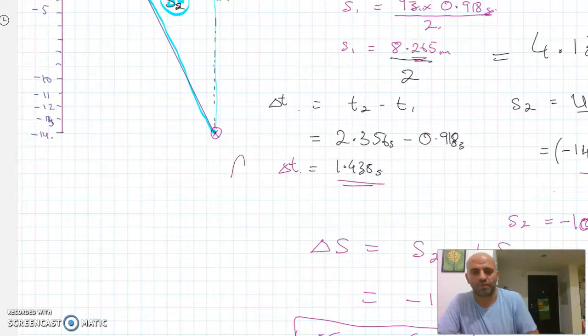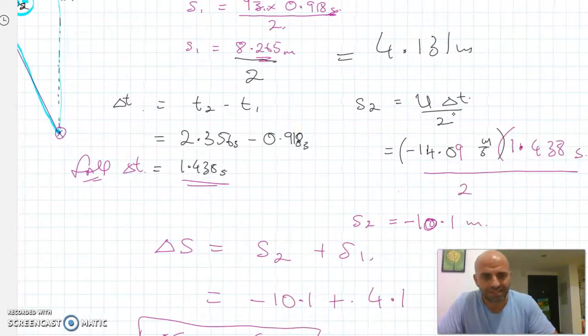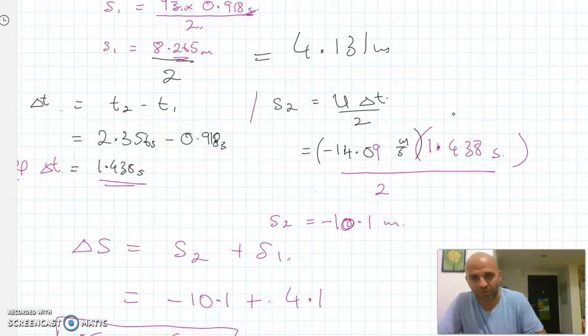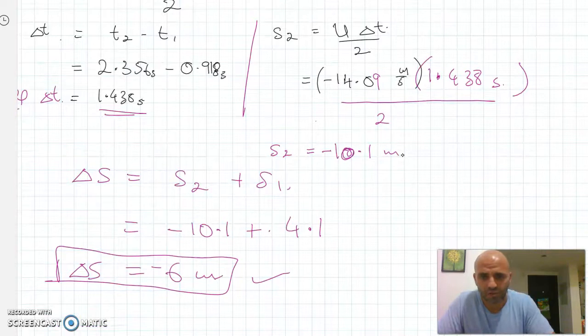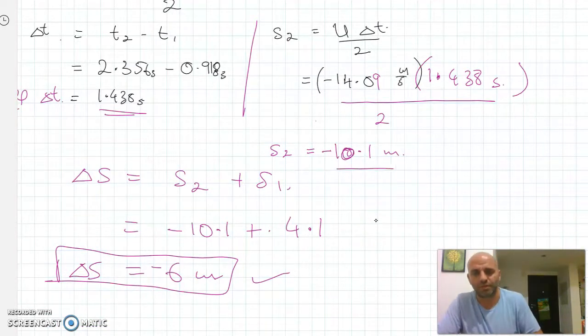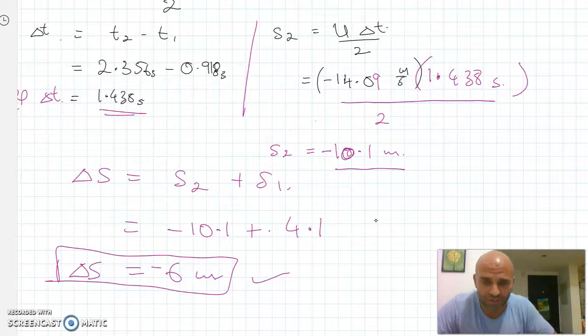for the fall of 1.438 seconds. Sub that into your displacement formula. Displacement is going to be the velocity at the bottom times the change in time, divided by 2 again because it's a triangle. Plug in your numbers and you get negative 10.1 meters as a displacement. Now all you have to do is add up your two displacements and it should give you your overall displacement. So S2, negative 10.1, plus S1, 4.1, and it gives us negative 6 meters.